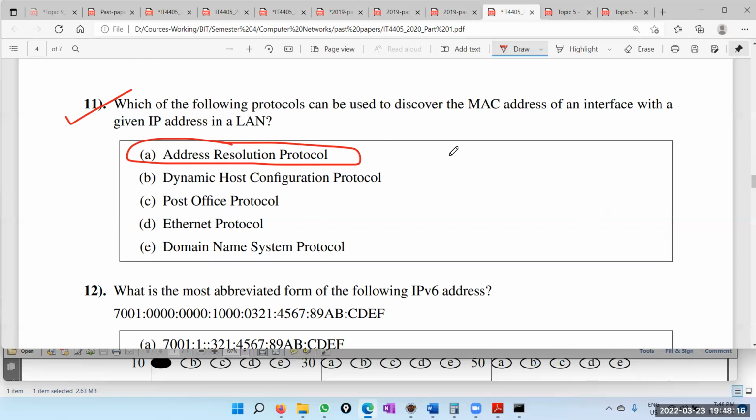Of course, DHCP is used to dynamically assign an IP address to a host. Post Office Protocol is for email, to download email from your mail server to your machine. Ethernet protocols are very low level compared to these protocols. Actually, they are not really protocols. And the DNS protocol is used for domain name resolution. So this is Address Resolution Protocol, ARP.